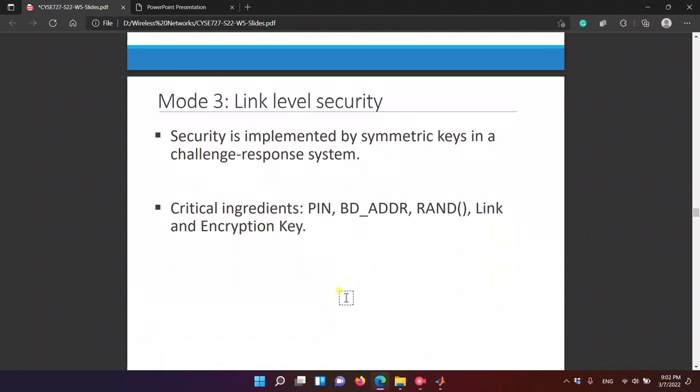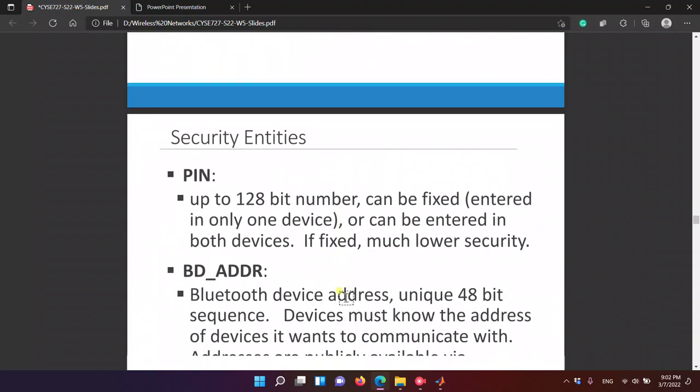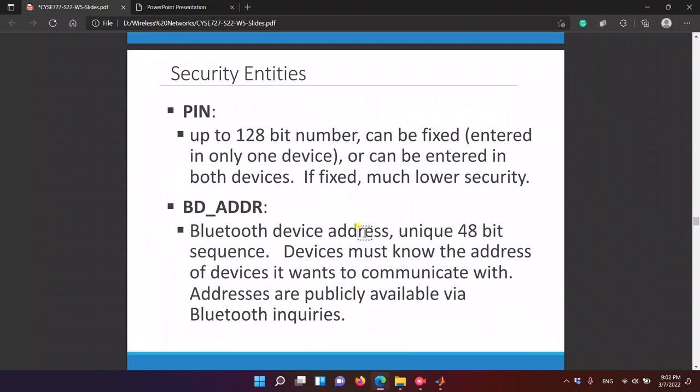Mode 3, we have link level security, where there are symmetric keys and a challenge-response system. We have a PIN, BD address, a random number, and a link and encryption key. The PIN can be up to a 128-bit number and can be fixed, entered in only one device, or entered in both devices. If fixed, much lower security.